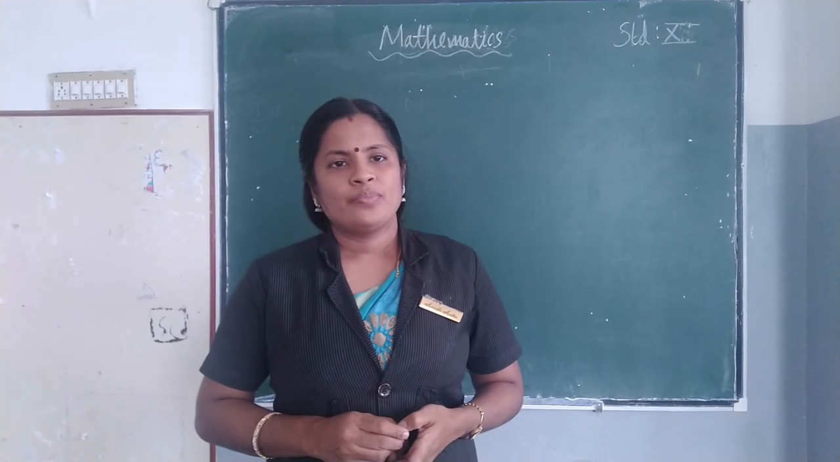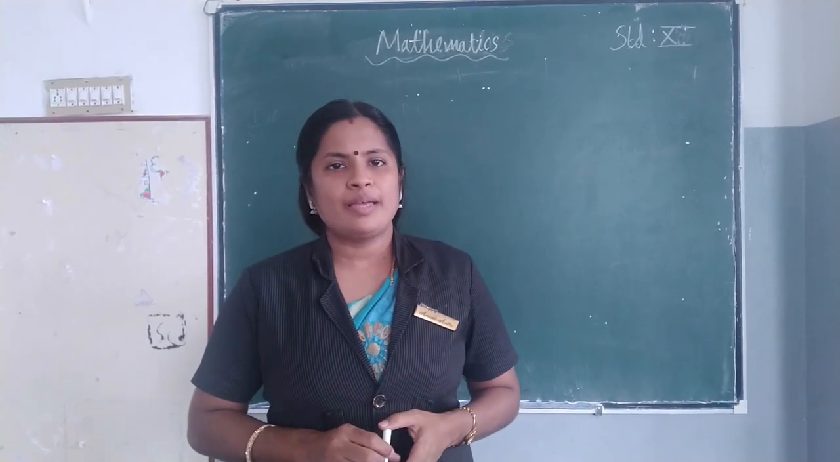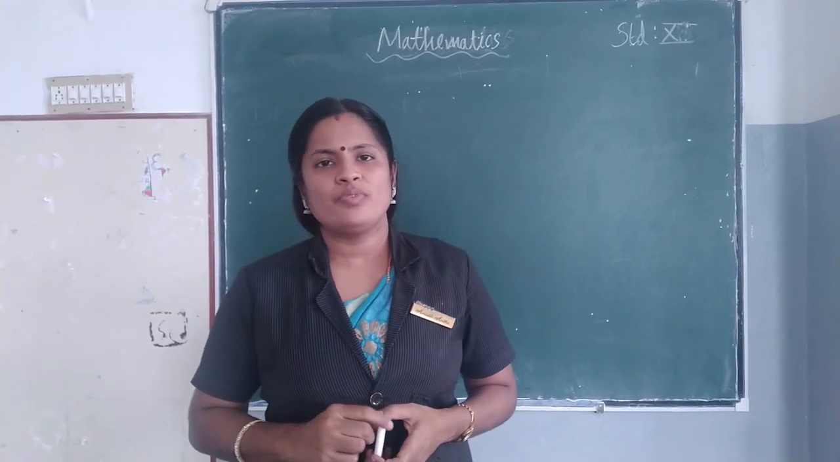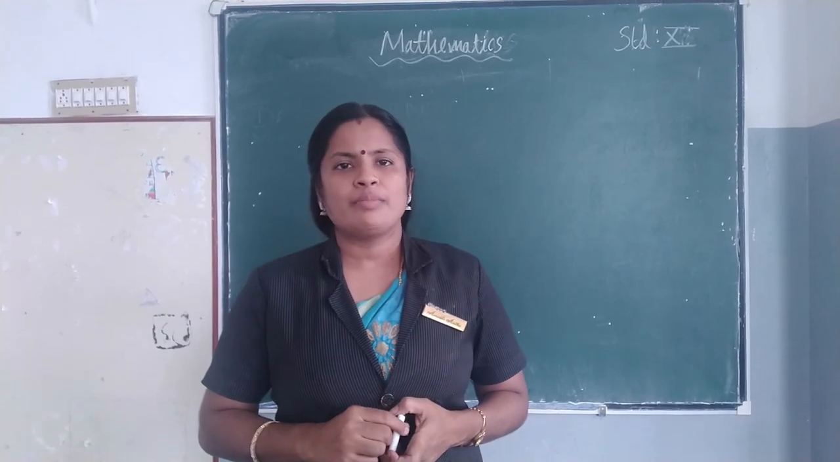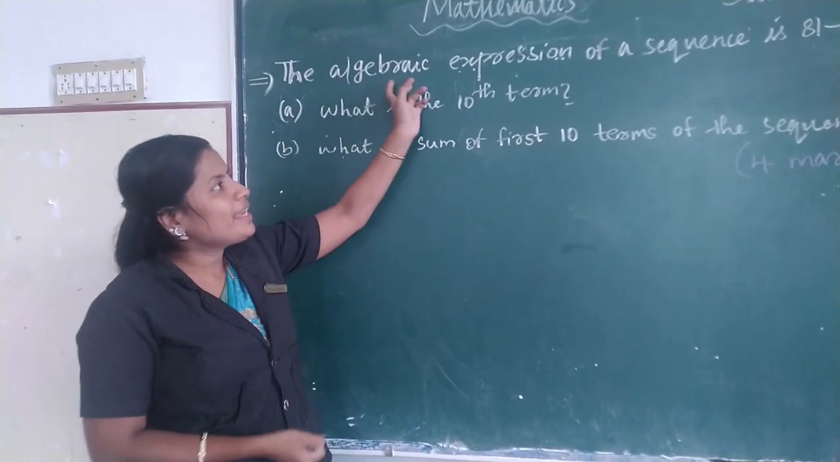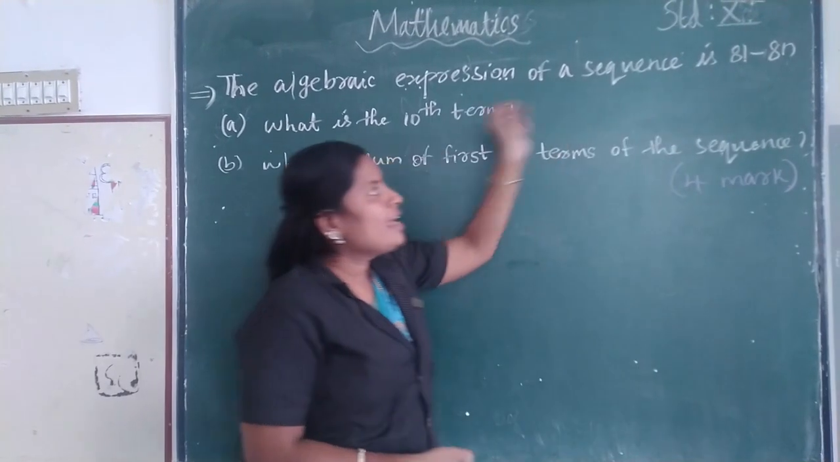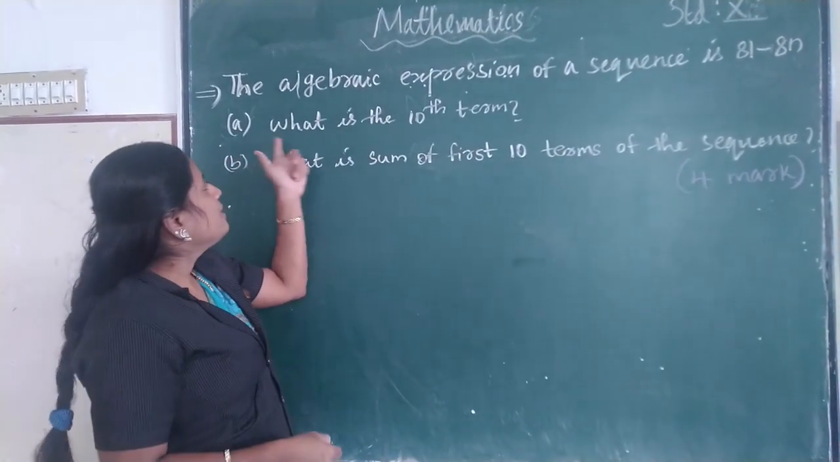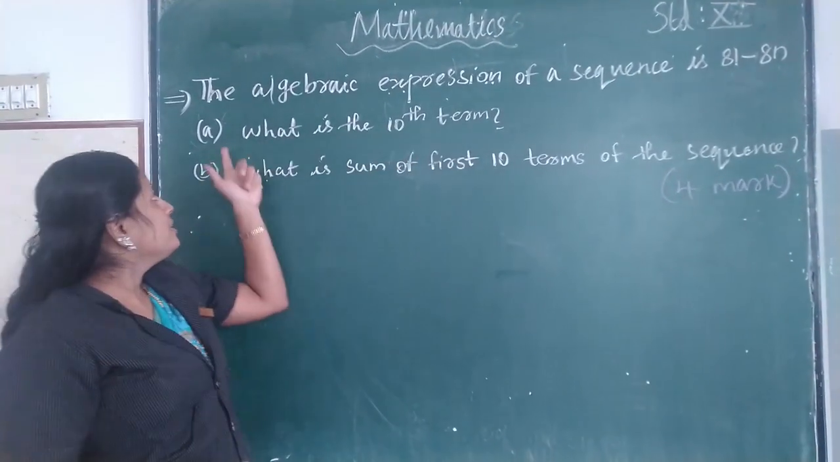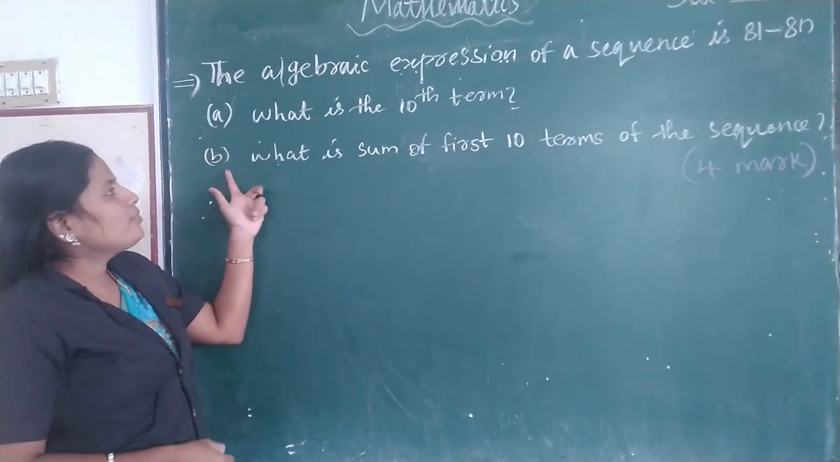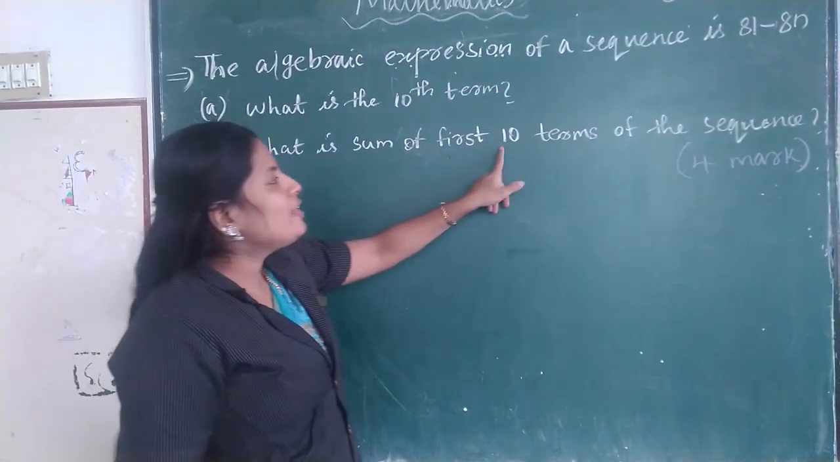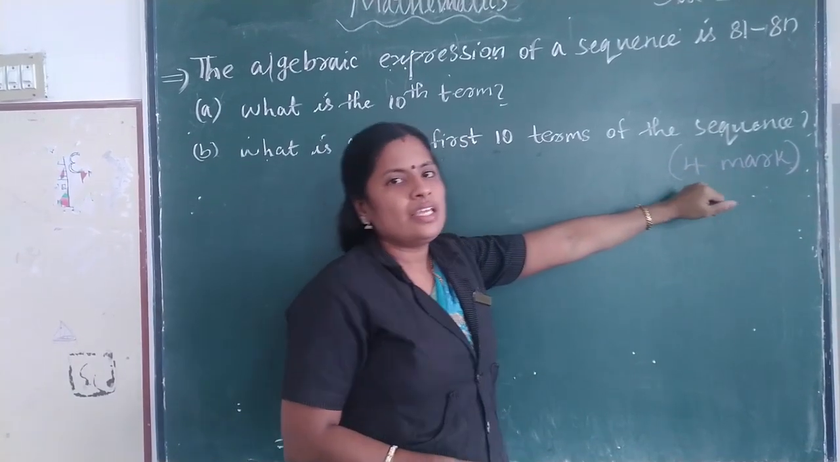Thank you, Adira. You presented very well. Today, I am going to discuss some extra questions which were there in the question papers. The algebraic expression of a sequence is 81 minus 8n. What is the 10th term? This is the first question. And second question, what is the sum of the first 10 terms of the sequence?